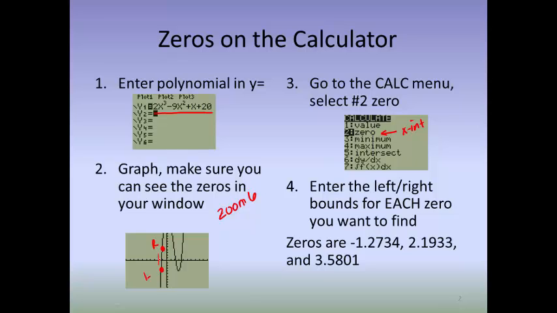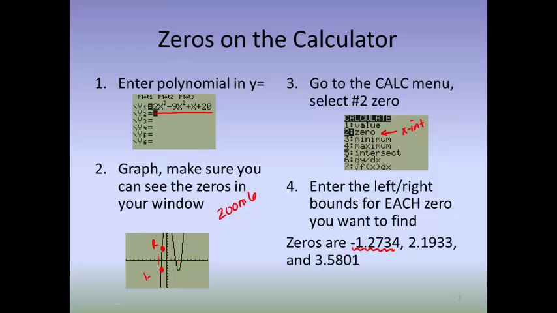You can just press enter and let the calculator do it. Or if you want to, I can say, well, it's -1.2. And it will do the guessing or do all the work for you. And it did come up to be approximately -1.2. And this is what it shows on the bottom of my screen. So let's do the next one.